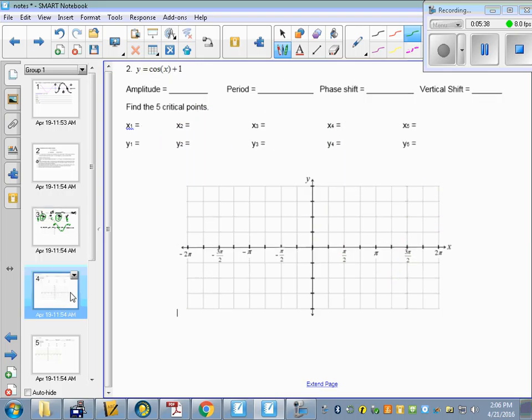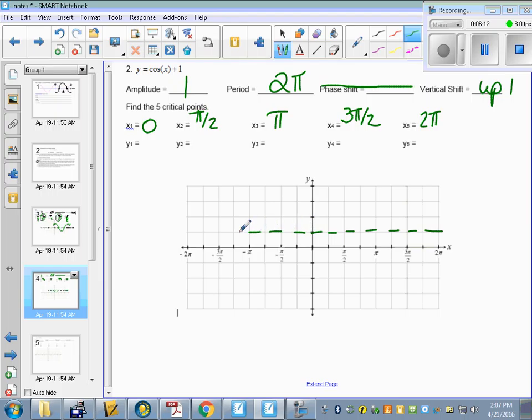All right, what about this one? Cosine of x plus 1. Nothing in front listed for our amplitude, so it's an understood 1. Period's always 2 pi. No phase shift. Vertical shift, up 1. Here's our critical points. Amplitude, vertical shift tells me my graph's midline moves up 1.